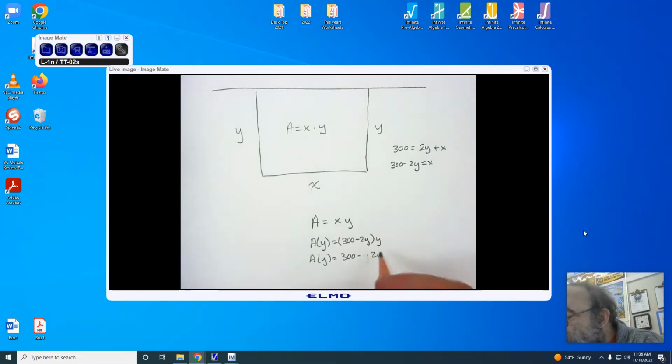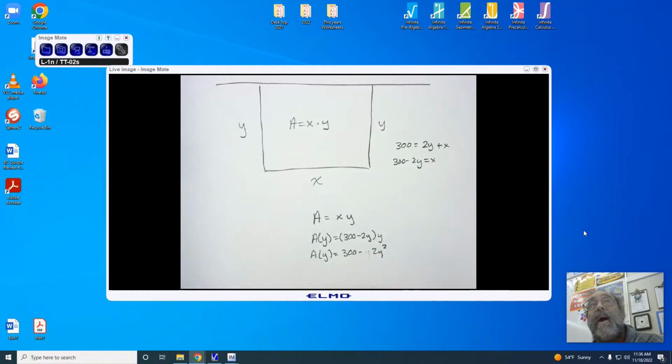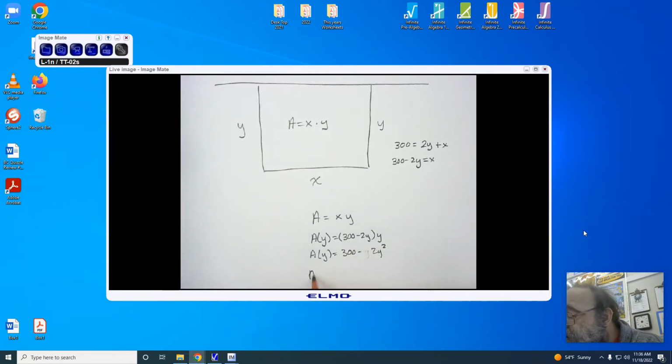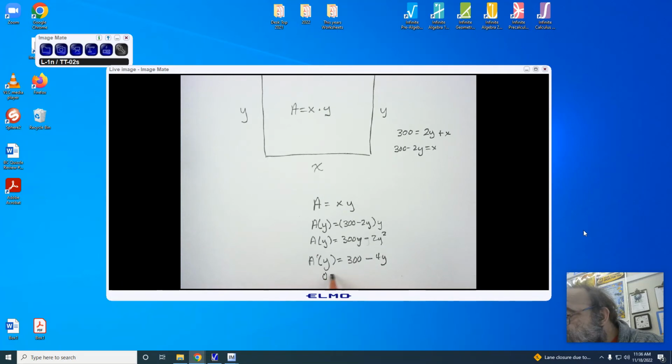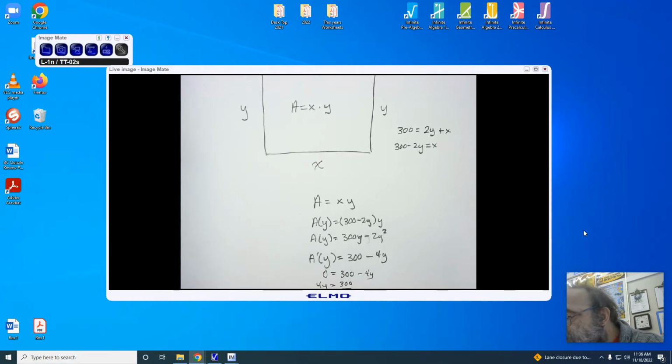I'm now going to be taking my derivative of area, since that's what they want maximized. There we go. And I'm going to set the derivative of area equal to 0 so that I can find my maximum. I'm now going to solve for y. Dividing by 4, I get y equals 75 feet.